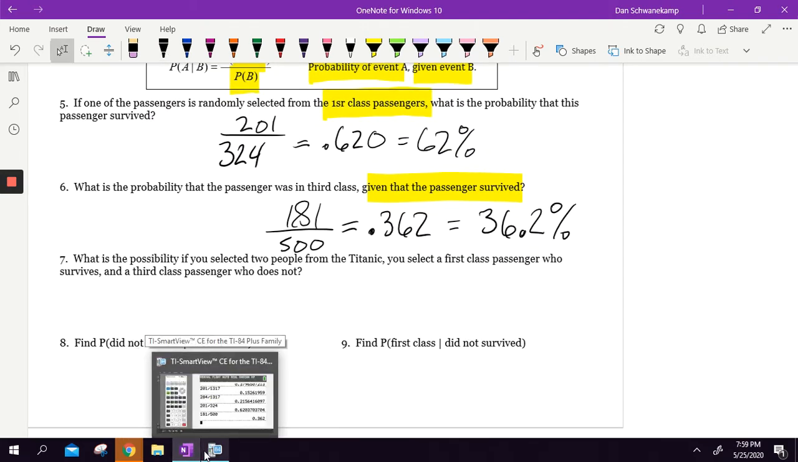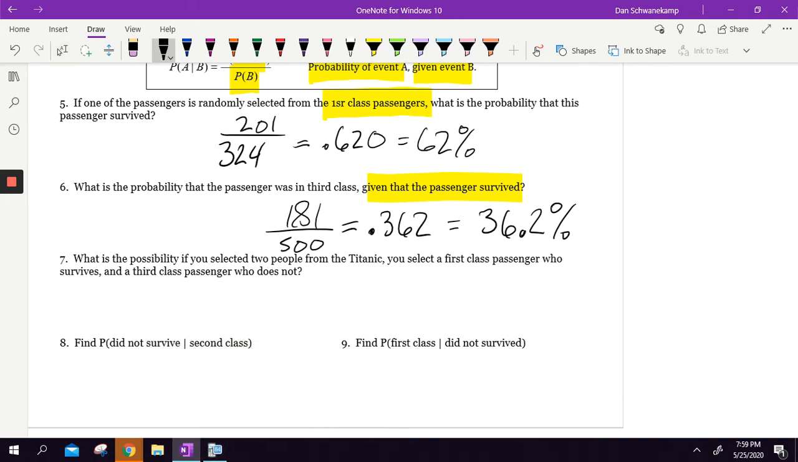What is the probability, if you selected 2 people from the Titanic, that you select a first class passenger who survives and a third class passenger who does not? All right, so we're making a distinction. It's got the word "and" in it. So you're picking 2 people from the Titanic. What is the probability that you select a first class passenger who survives and a third class passenger who doesn't?